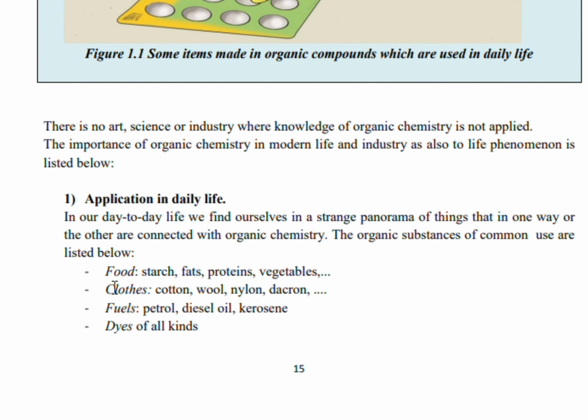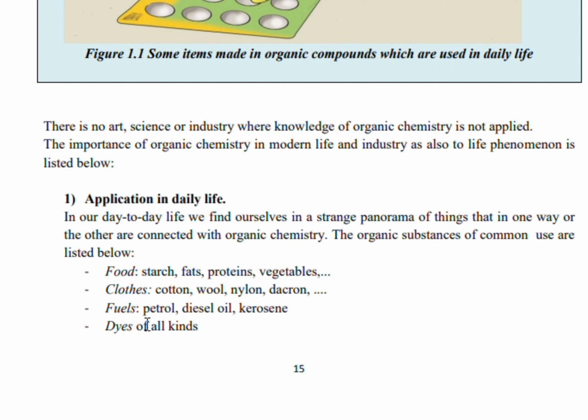For example, in food, the composition of food: the starch which is found in the crops from plants, fat, protein, vegetables. Fat is from animals, protein from plants and animals. In clothes, when we are wearing clothes, some of them are made of cotton. Cotton is an organic compound, or nylon, dacron, and these are also derivatives of organic compounds.